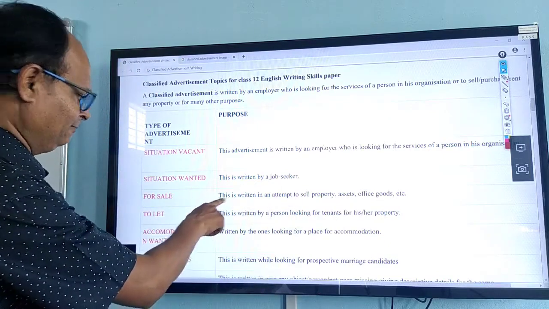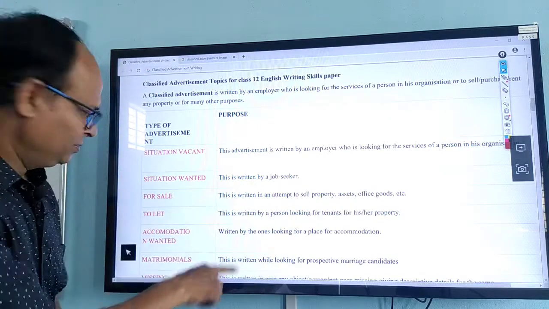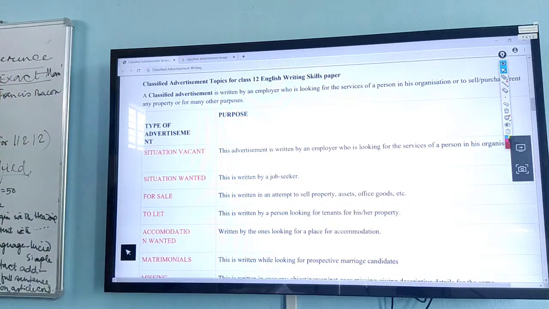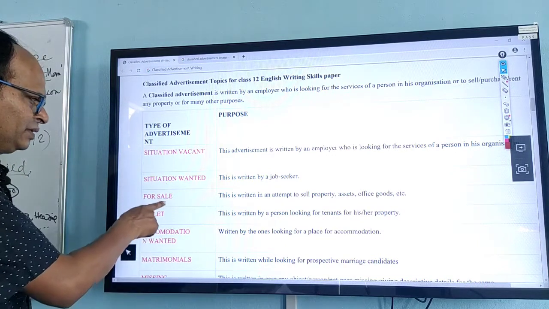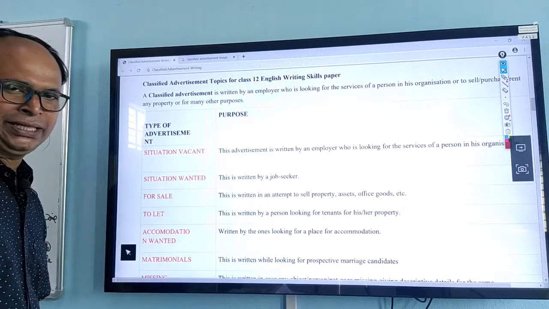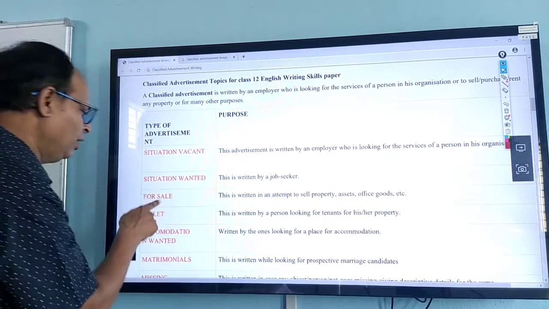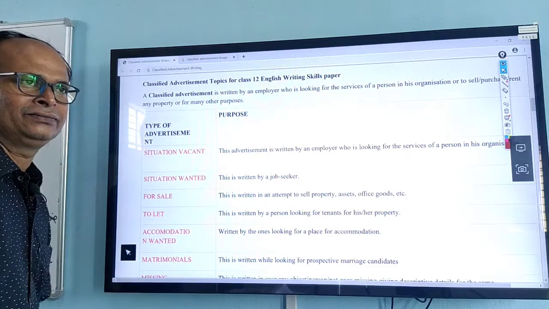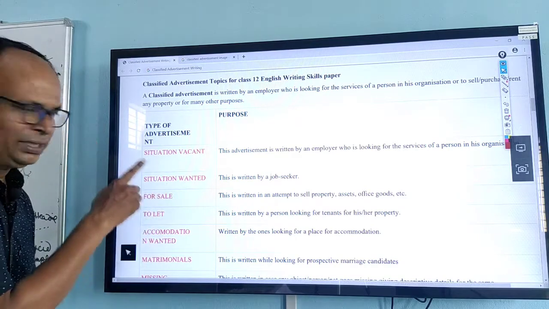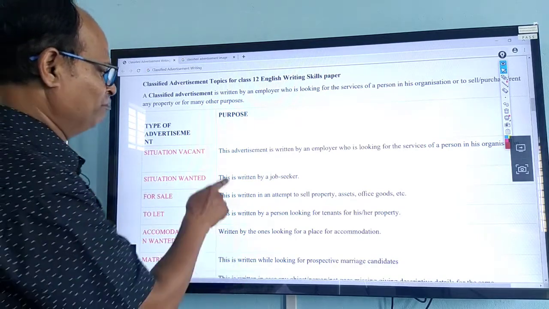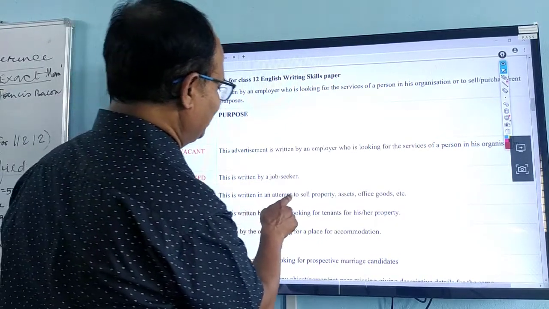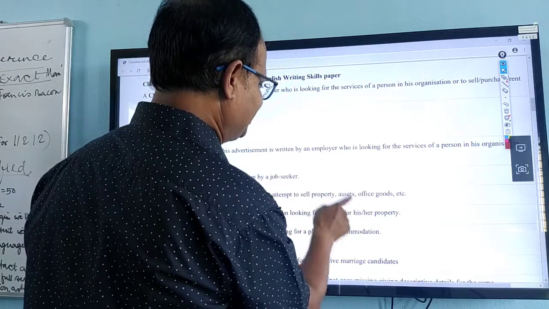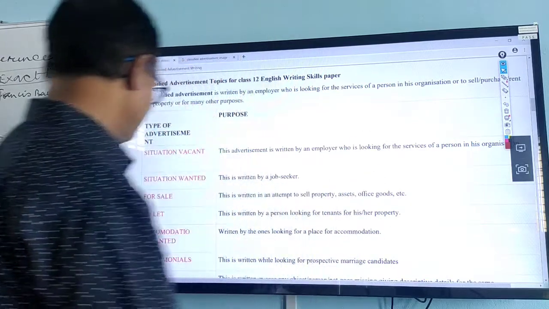Then there is For Sale, sale spelled SALE, for the purpose of selling. Many children by mistake write SELL. Here it will be a noun and we will have to take care of it. What is the purpose of writing it? This is written in order to sell property, assets, office goods, etc.